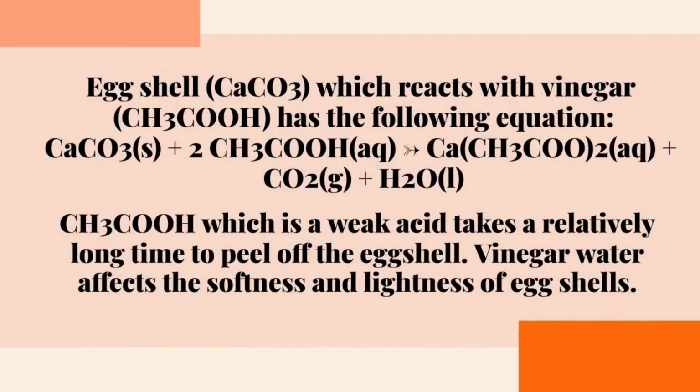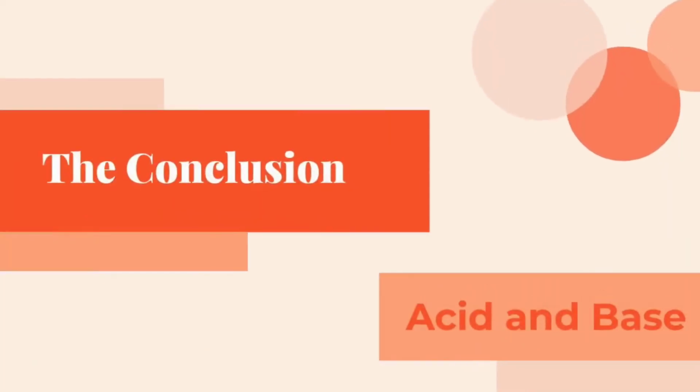Fast or slow peeling actually depends on the strength of an acid. Acetic acid, which is a weak acid, takes a relatively long time to peel off the eggshells. Acetic acid affects the softness and lightness of eggshells. The more acetic acid is given to the eggshells, the faster the eggshells will float and become soft and eventually peel off. The conclusions of this experiment are: 1.